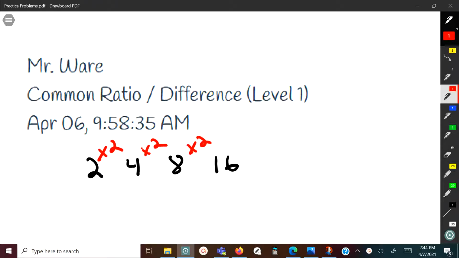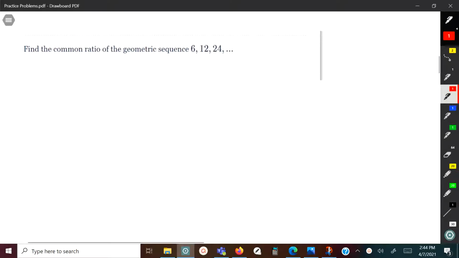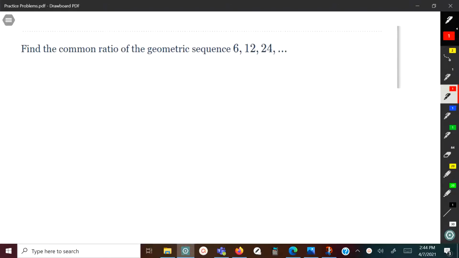Okay, so today's lesson is trying to figure out what's that number that's being multiplied. And you can do that by dividing. So let me show you an example. So here it says find the common ratio of a geometric sequence. So right then you know a geometric sequence is the one where you find the common ratio. Last time it was an arithmetic sequence. With a geometric sequence, you need to find the common ratio.